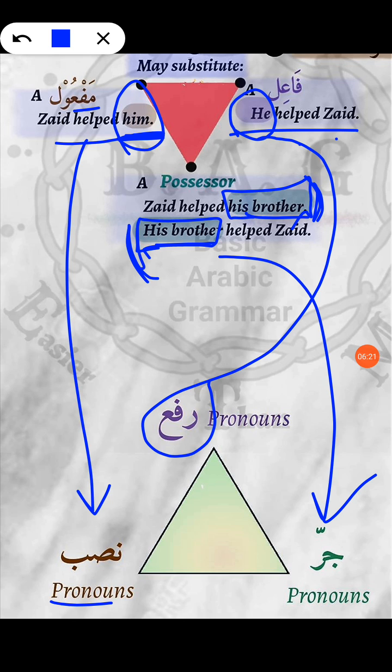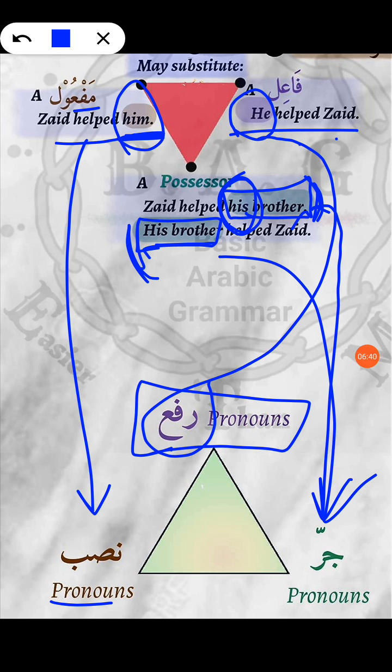Okay, so when it is being alluded that he is his brother, for example, then it has to be "his." And since it is replacing a possessor, it is going to be called a jar pronoun. All right, I hope that this was clear. Now the next thing that we need to know is actually good news, and that is that we only need to know the Rafa pronouns.